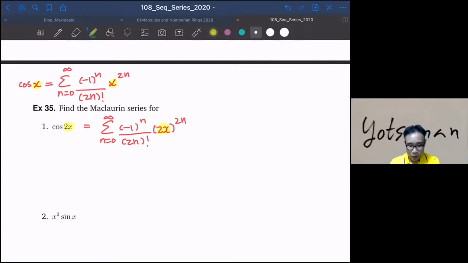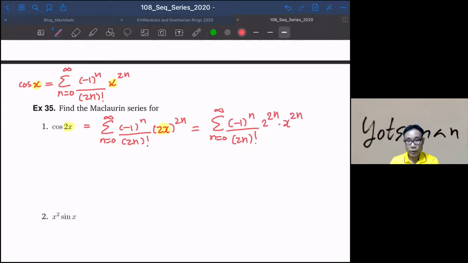Okay, and so this one will be written as the series n equal to 0 to infinity of negative 1 to the n over 2n factorial, and you see that it can be written in terms of 2 to the 2n, so it's going to be 2 to the 2n times x to the 2n. Okay, so this one can be written in this form, or more precisely, 2 squared turns out to be equal to 4. So it can be written in this form also: 2x to the n.